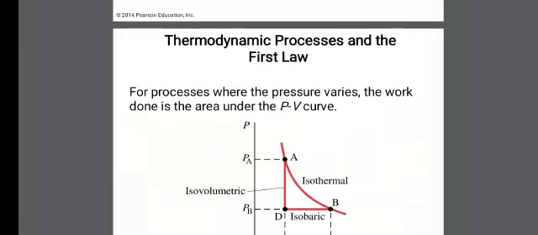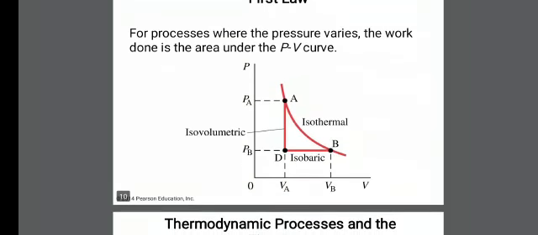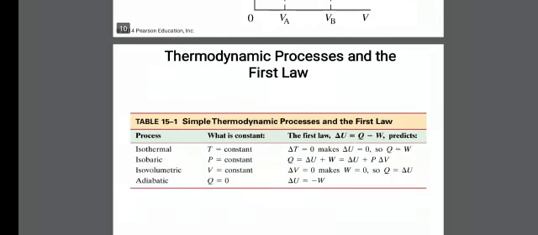Thermodynamic process. For processes where the pressure varies, the work done is the area under the pressure-volume curve. This is the pressure-volume curve where work done is represented by the lines. And there are different processes: isothermal, isobaric, isovolumetric, adiabatic. Isothermal where temperature remains constant, isobaric where pressure remains constant, isovolumetric where volume is constant, adiabatic where change in heat is equal to 0. On the basis of these processes, we can calculate the first law of thermodynamics, that is delta U is equal to Q minus W.